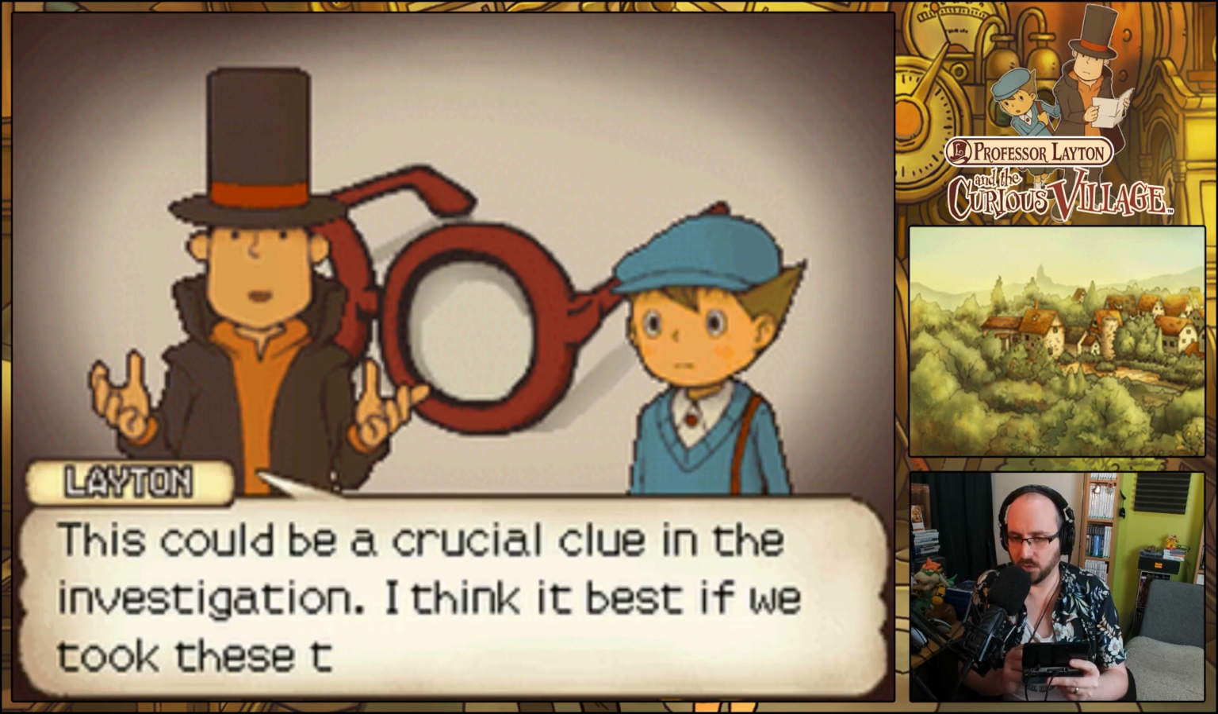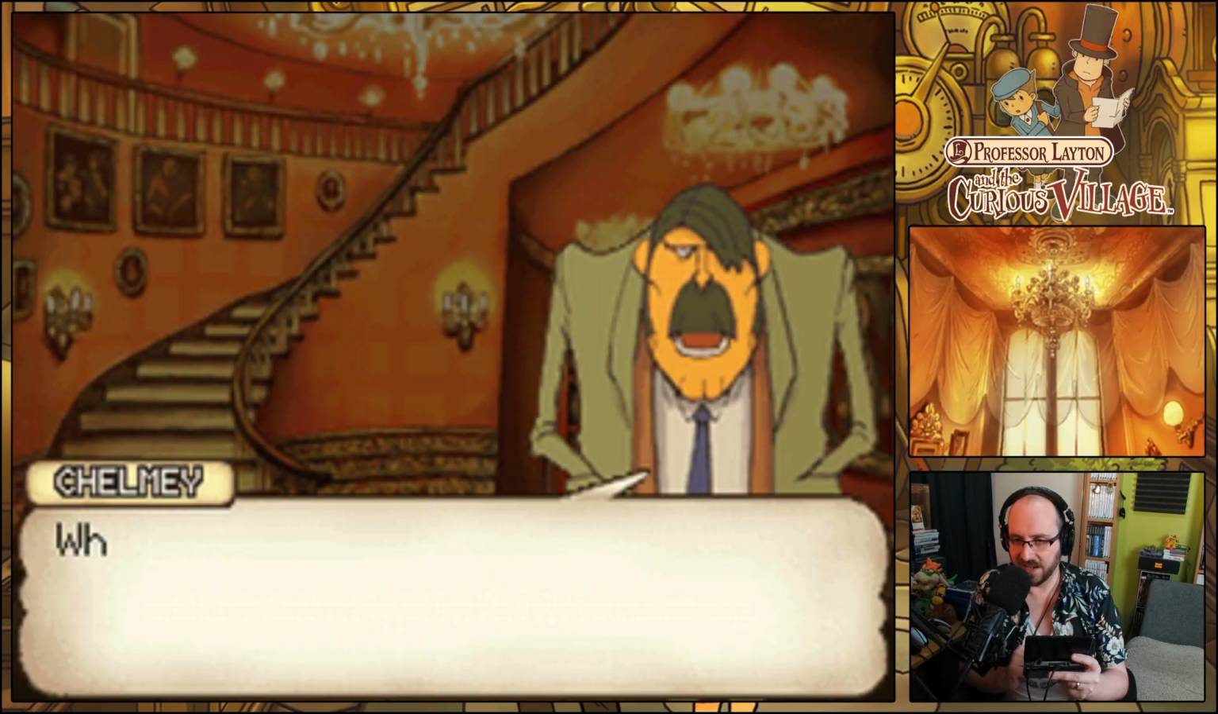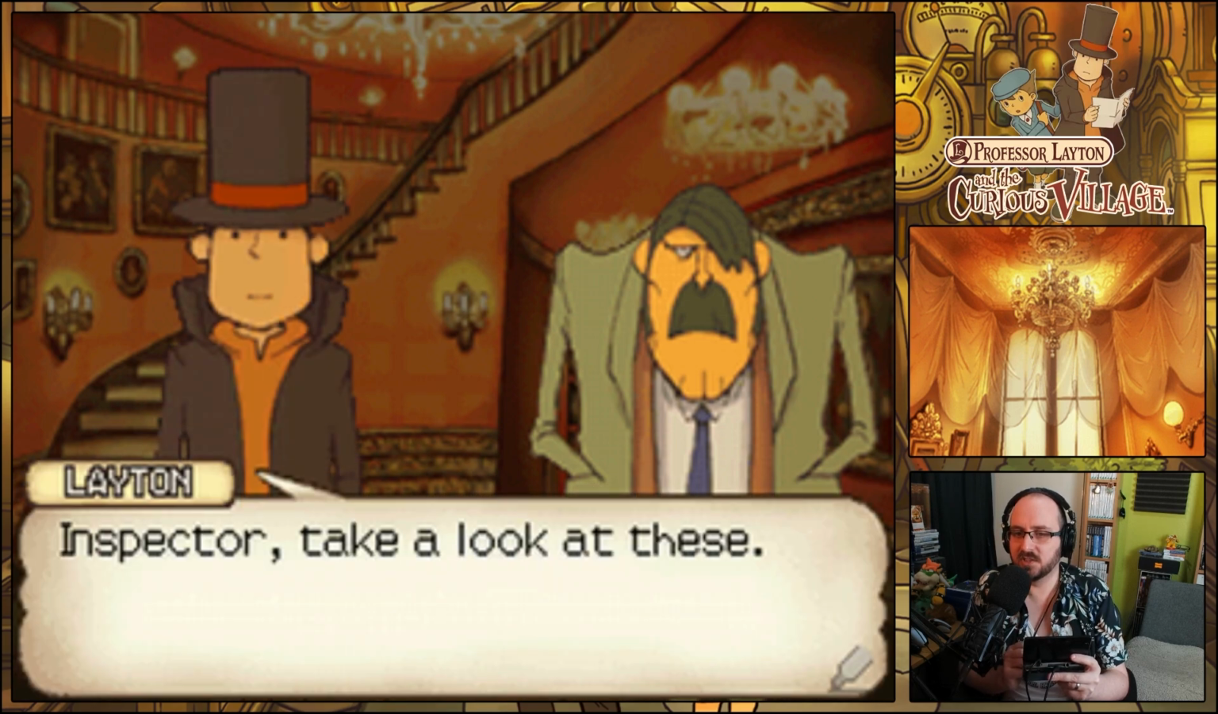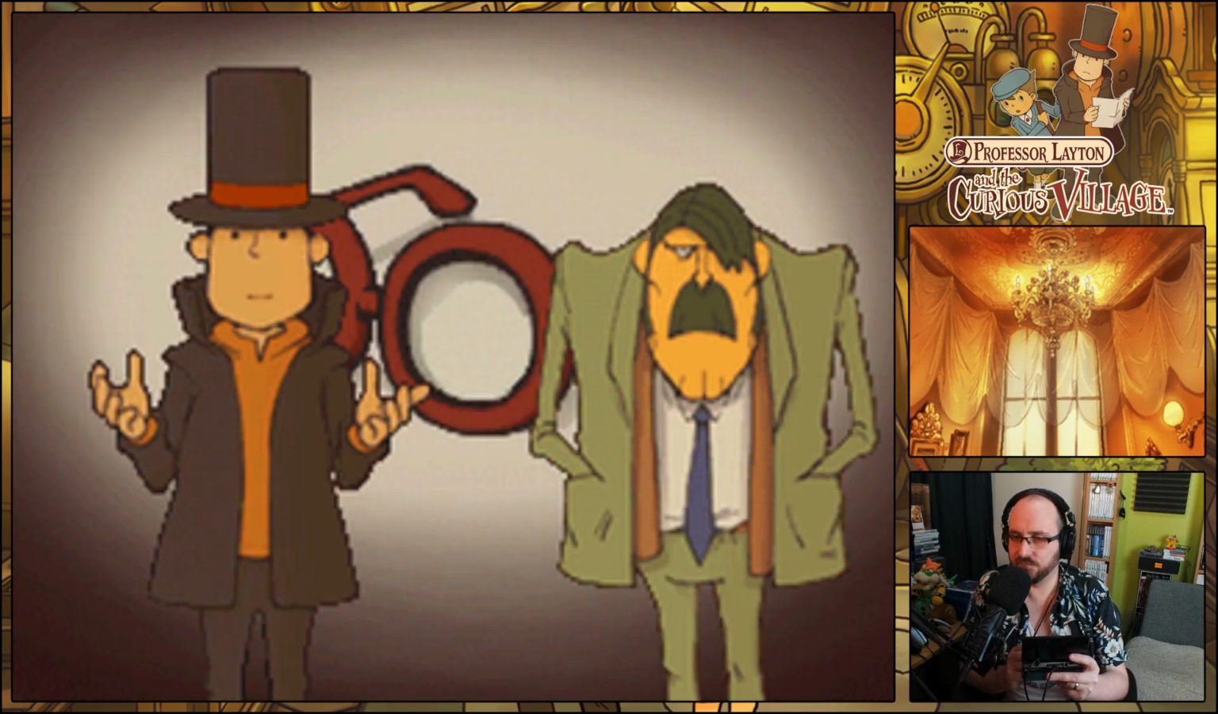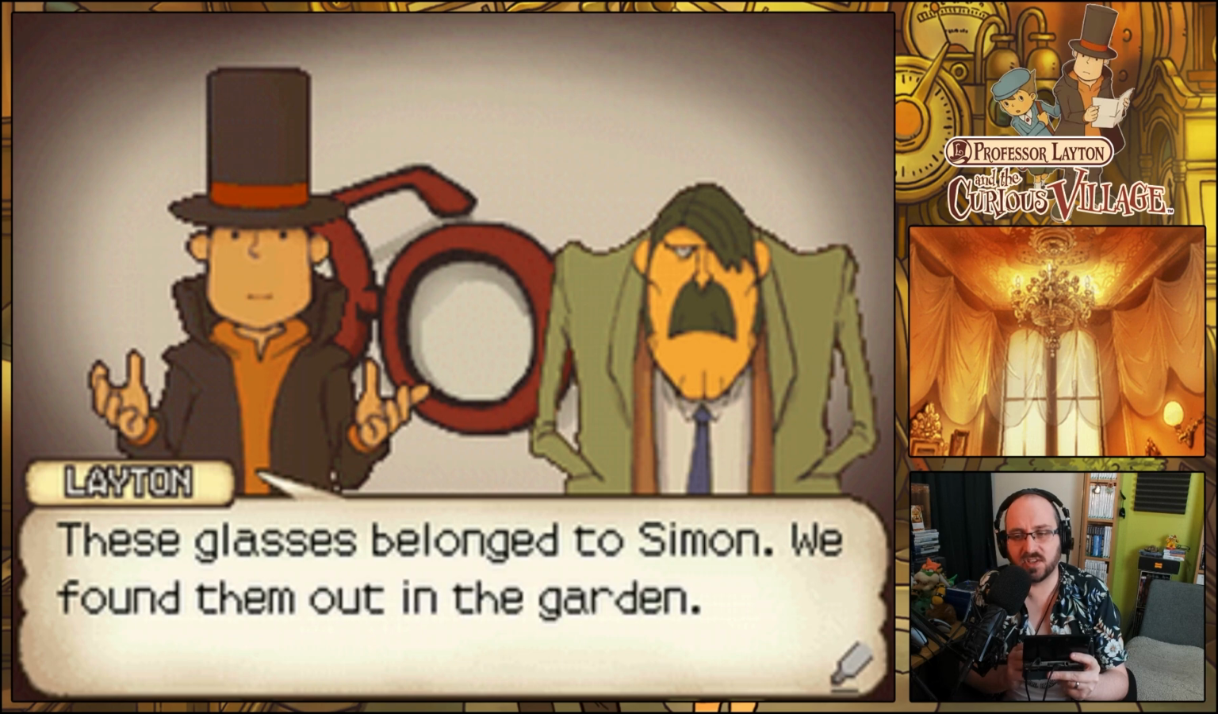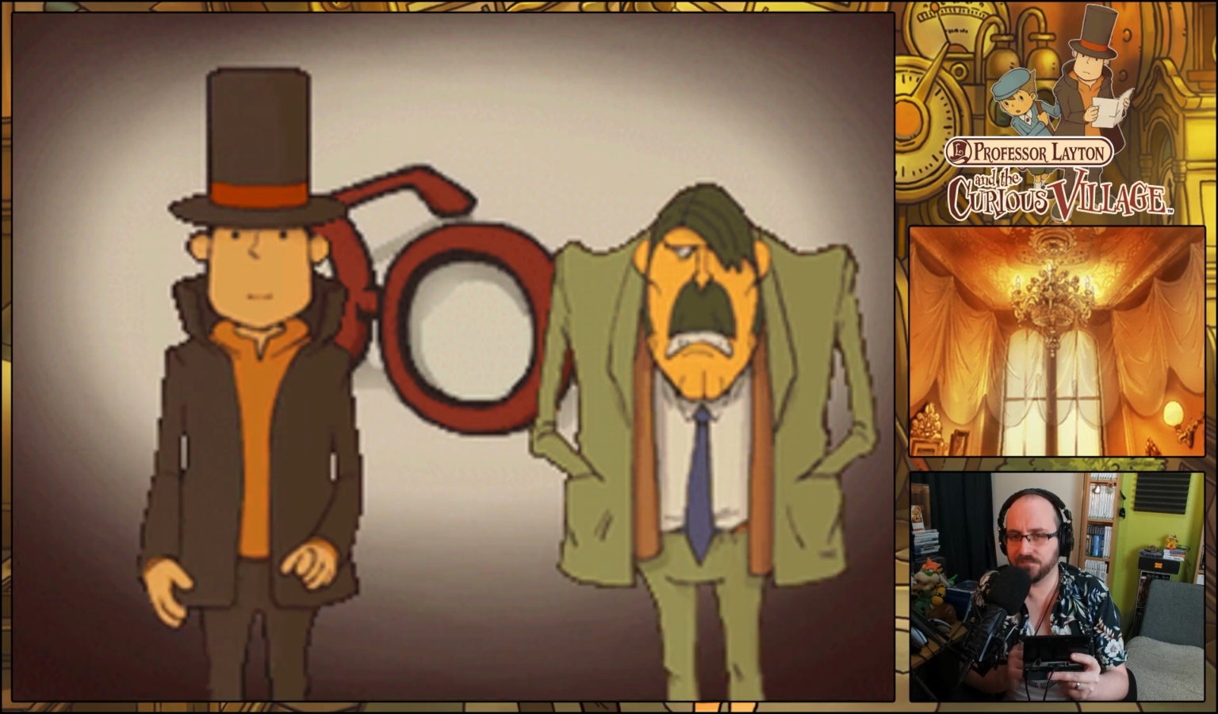This could be a crucial clue in the investigation. I think it best if we took these to Inspector Chelmey. We barely left. What's the matter, Mr. Layton? Inspector, take a look at these. These glasses belong to Simon. We found them out in the garden.